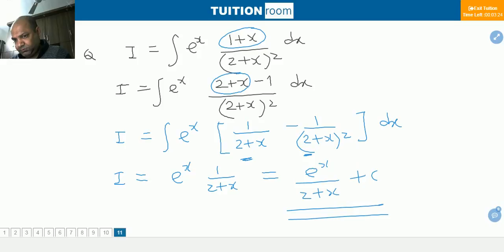I am going to give another example. If we have to solve the problem, the integral of sine of log base e x plus cos of log base e x, dx.